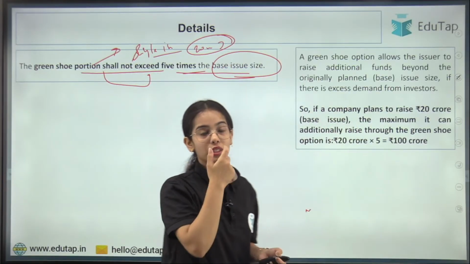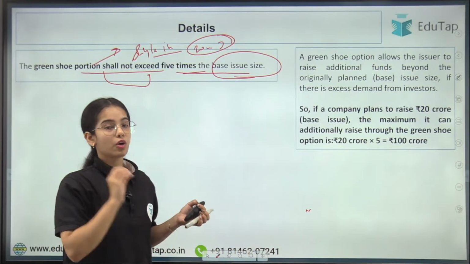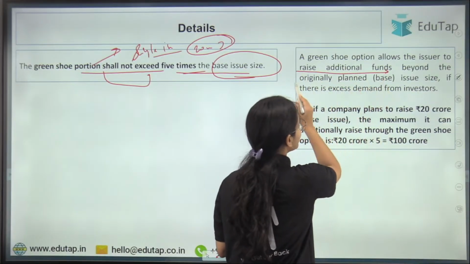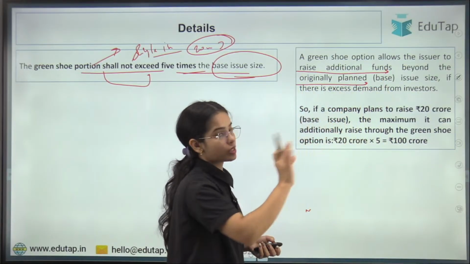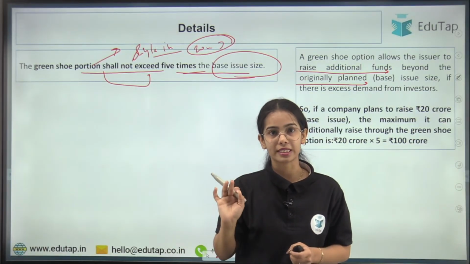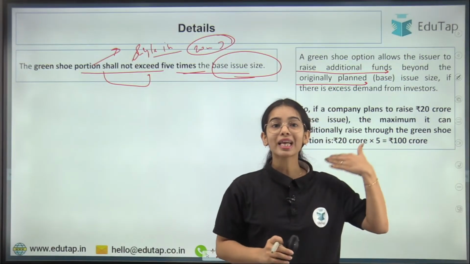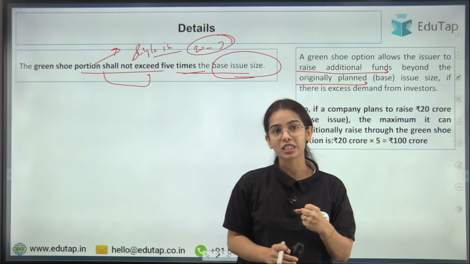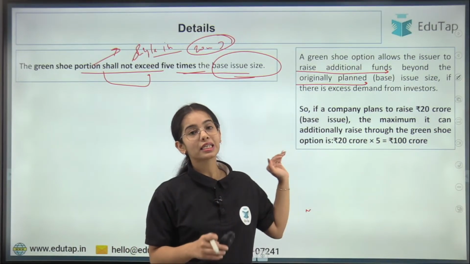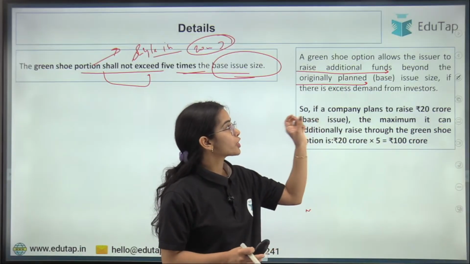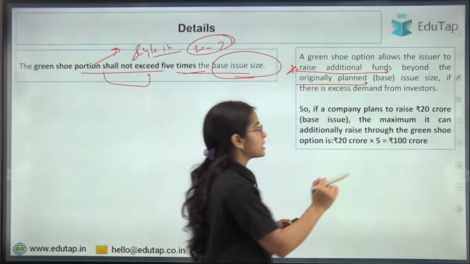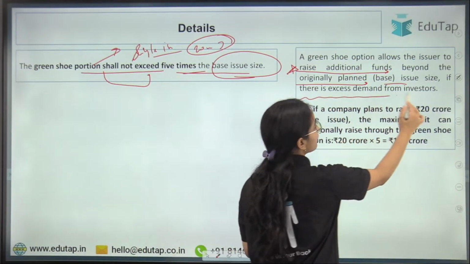Now, what is the green shoe portion? A green shoe option allows the issuer to raise additional funds beyond the originally planned issue size. So, originally planned was 20 crores or, let's say, 50 crores. But more can be raised if the investors are very much interested in the debt securities. So, more money can be raised from the investors. So, that is the green shoe option. It allows the issuer to raise additional funds beyond the originally planned base issue size if there is excess demand from the investors.